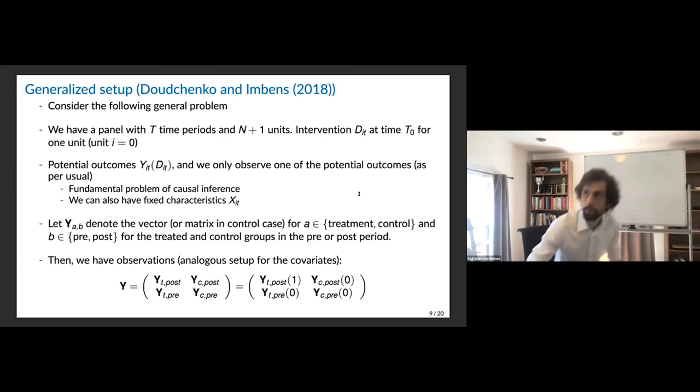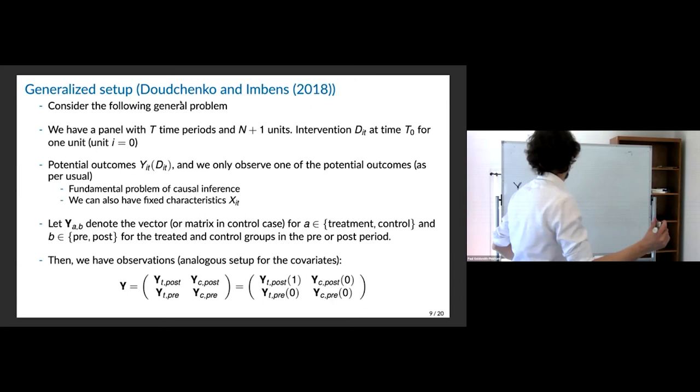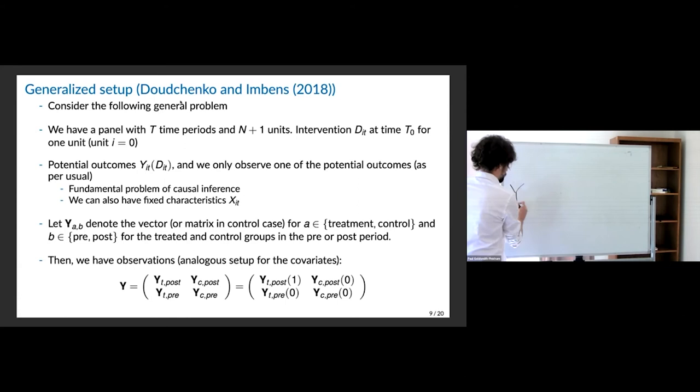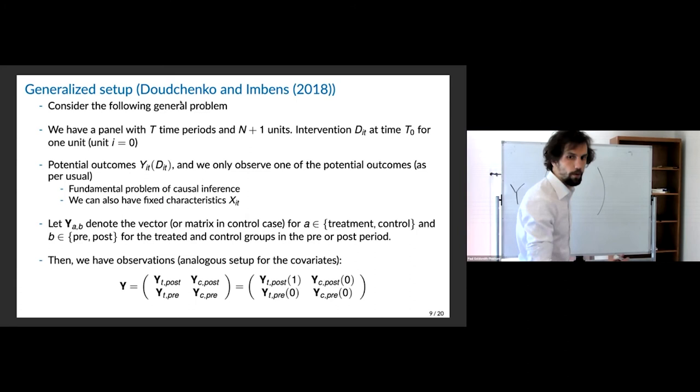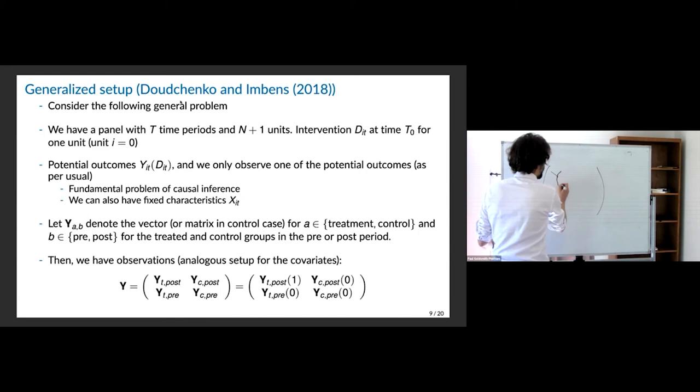We have this Y matrix here, which is made up of these four terms. So the Y is the outcome. These are observed data, where we have Y in the post period for the treated group. So T here stands for treated, not time. I'm really sorry about that. You can take that up with Hito, not with me.